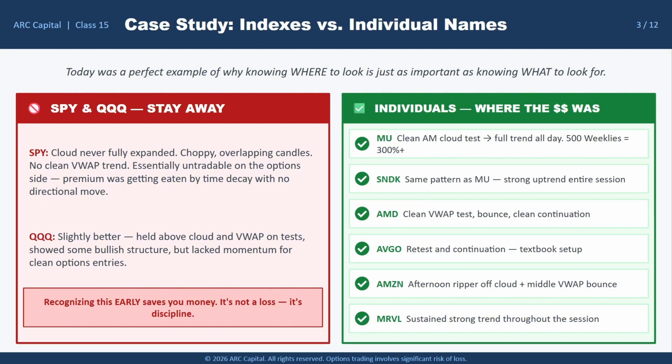The individual names was where the money, where the options, and where the high percentages were at. SPY and Qs was just a whole lot of nothing. Pardon me on the video. But, so, going on.